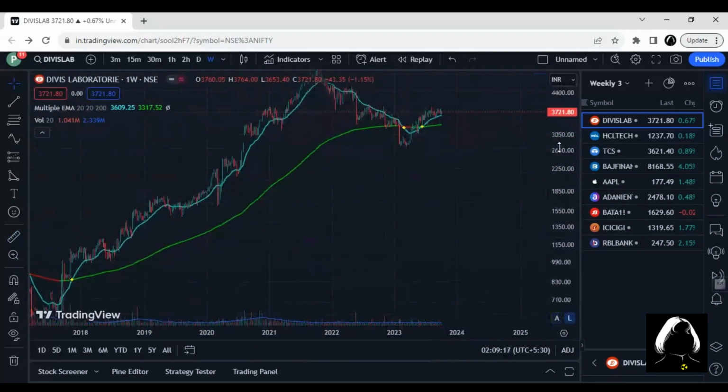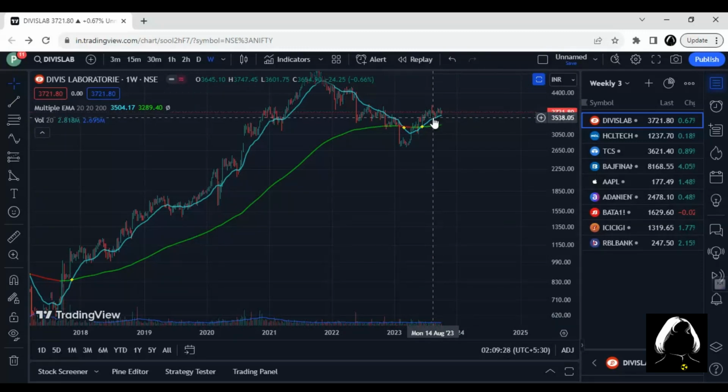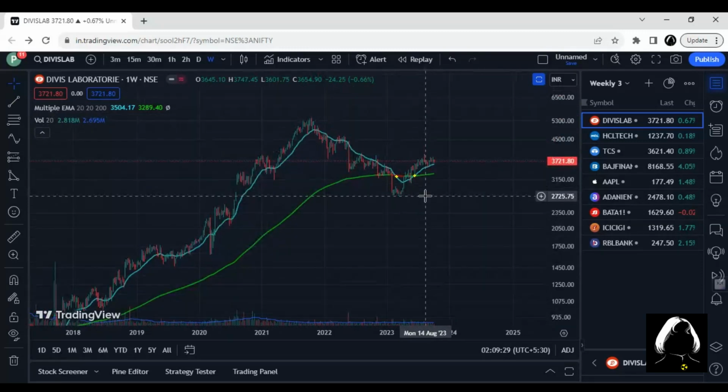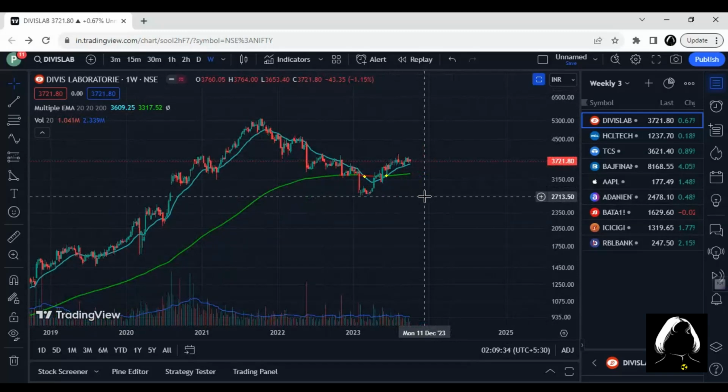So if you see the return it has generated in less than 5 years, it is around 230 percent. But in 2023, it has given a buy trigger here, and the price is still nearby the entry zone. So if at all someone is planning to enter, this is one of the potential candidates for multi-bagger return.